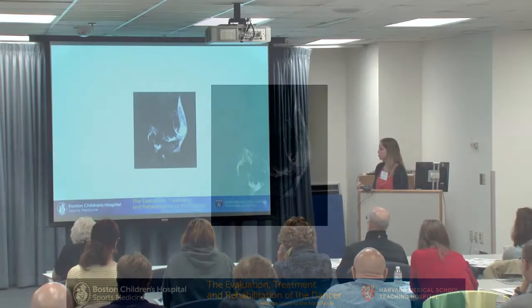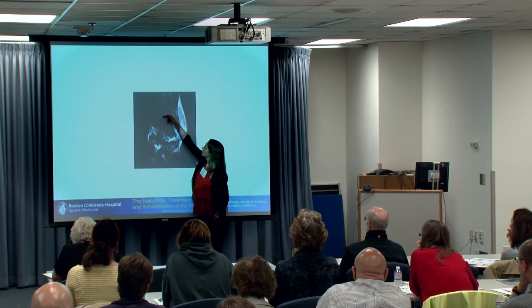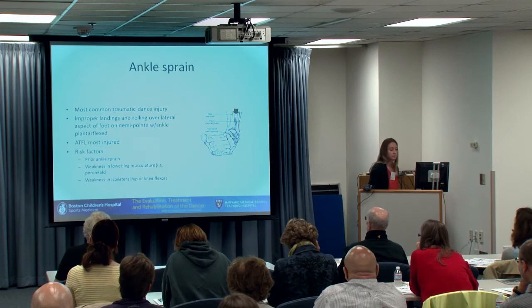You end up getting an MRI because you're concerned about an occult fracture and you want to look at the severity of the ligamentous injury. And here's the fibula, T2 weighted image. Here's the tibia, here's the talus, and here's all this swelling with the torn ATFL. So this is your common ankle sprain. Everyone's like, nah, it's an ankle sprain.